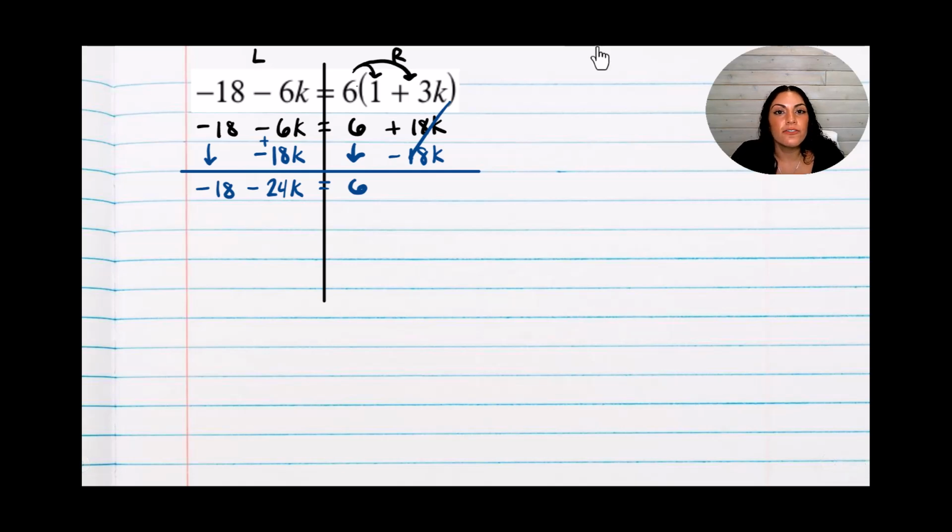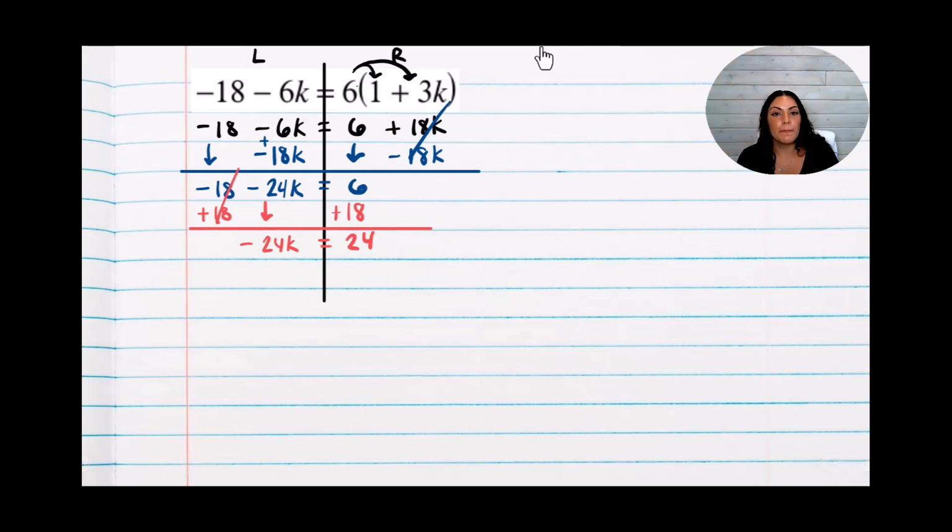Next, we're going to use inverse operations to move the constants from the left to the right. So the inverse operation of negative 18 is plus 18. So that can cross out. Plus 18. Let's see what we have. From left to right, we need to drop down our negative 24k. Don't forget that sign in front of the number. The equal sign stays in the center, and 6 plus 18 also gives us 24.